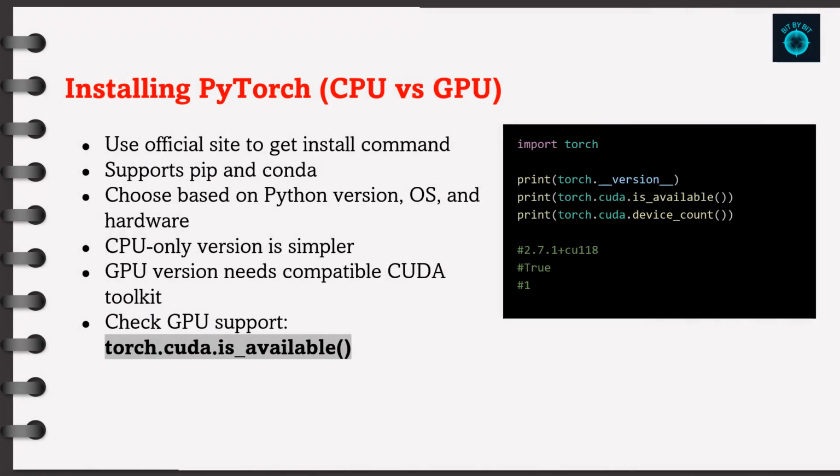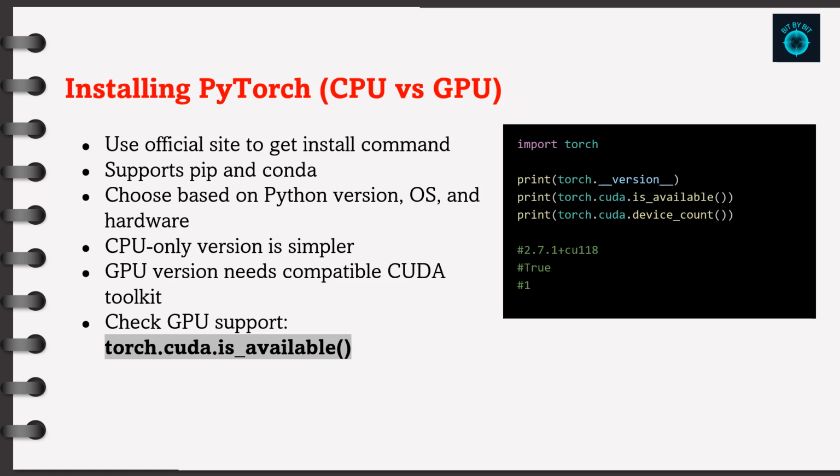In this slide, we'll learn how to install PyTorch both for CPU and GPU setups. The easiest way to get the correct install command is to visit the official PyTorch website. There's an install page where you select your preferences, like Python version, operating system, and whether you want GPU support. PyTorch supports both pip and conda for installation. Choose the one that matches your environment or your team's workflow.